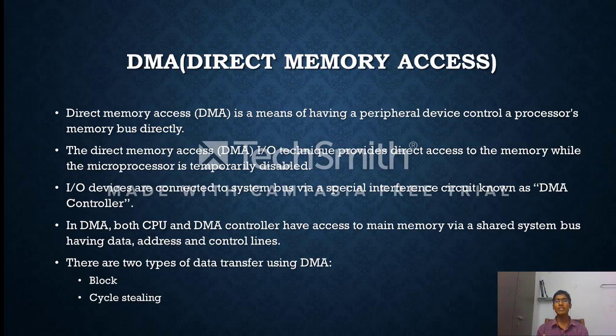So in direct memory access, the peripheral device can access directly the memory bus of the microprocessor. And how is it done? The DMA controller, or direct memory access controller, acts as a medium or intermediate between the input output device and the system bus. So in microprocessors having the DMA controller, the CPU and the DMA controller both share the system bus having data, address and control lines.